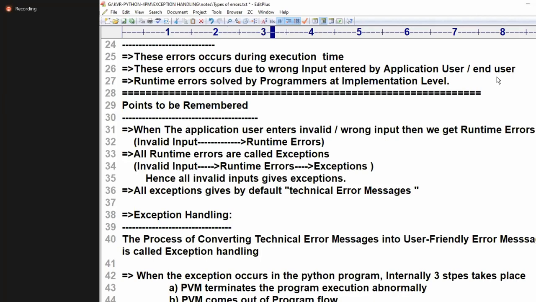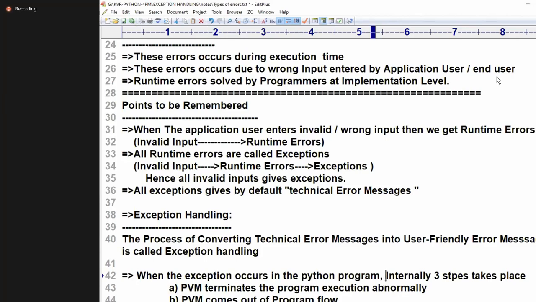How far are you catching me? This is a most wonderful point, students. By default, PVM generates a system error message. If you understand now, you are a very good student. When an exception occurs in a Python program, internally 3 steps will take place. Number 1, PVM terminates the program execution abnormally. That is the first one.